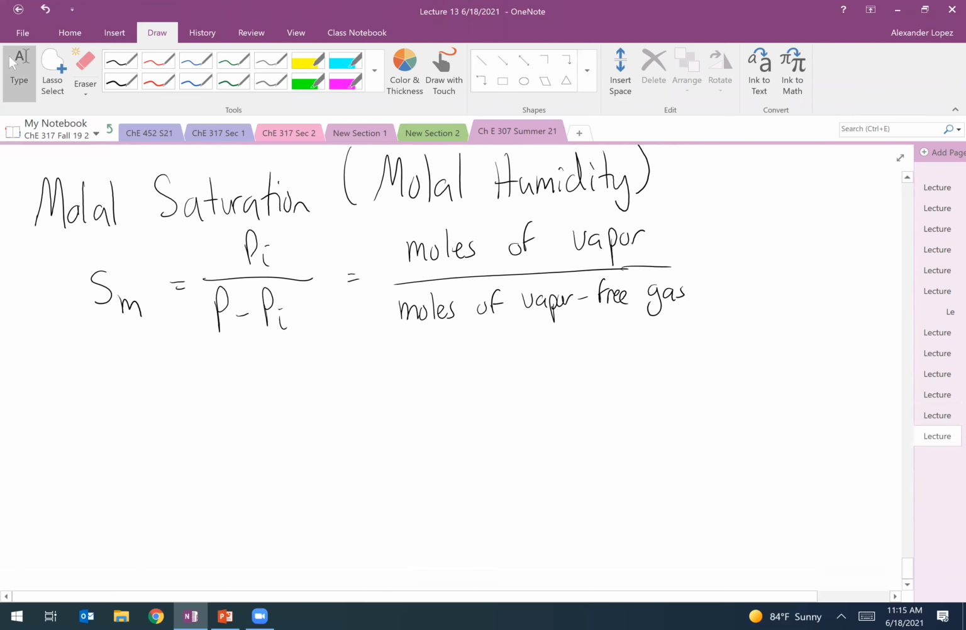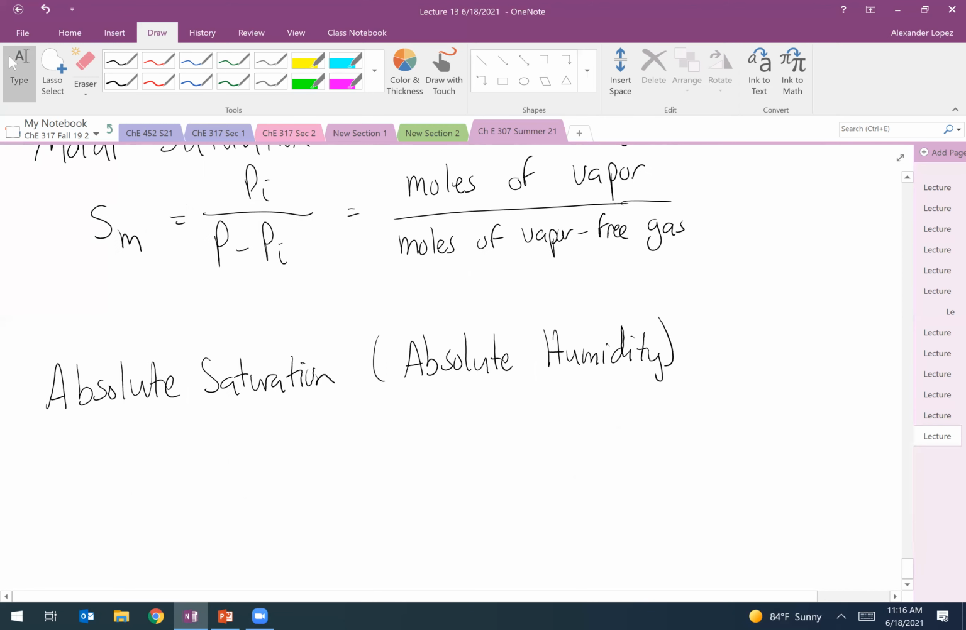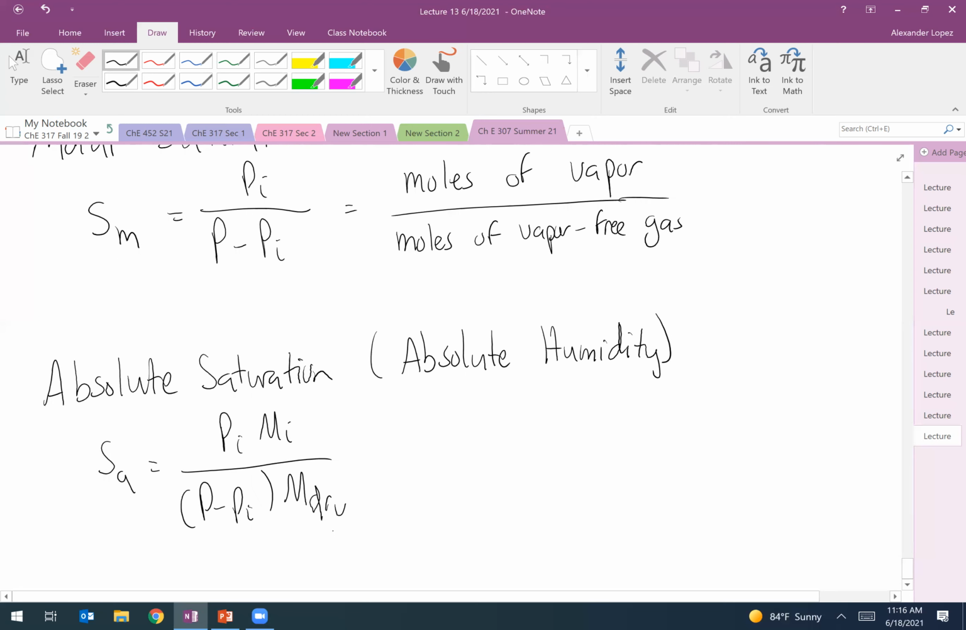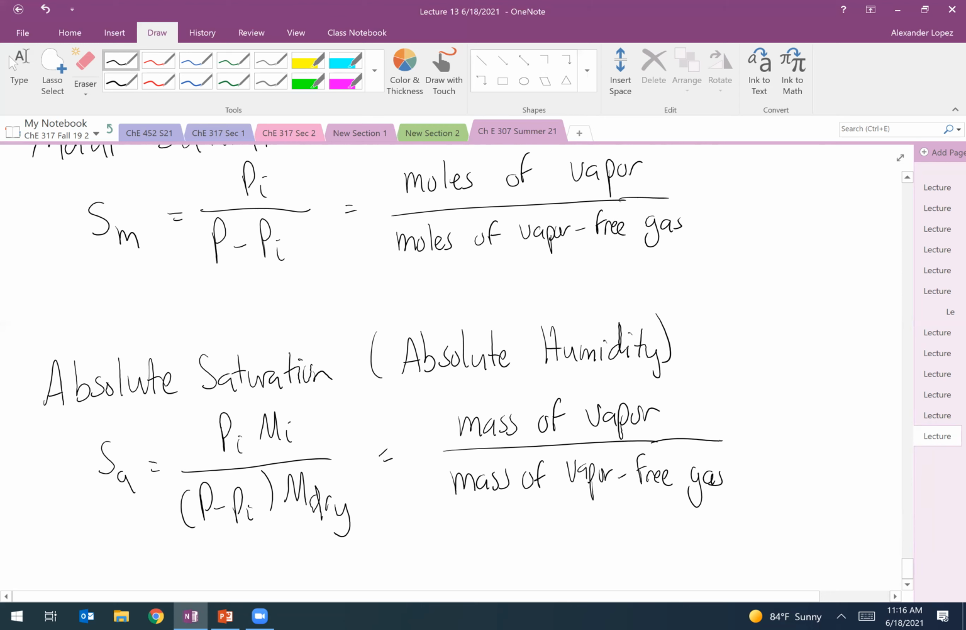We can also look at things in terms of absolute saturation or absolute humidity, S_A, which is the partial pressure of a substance times its molecular weight over the moles of vapor-free gas times its molecular weight, which is really just the mass of vapor over the mass of dry gas. A lot of these things are based on water.